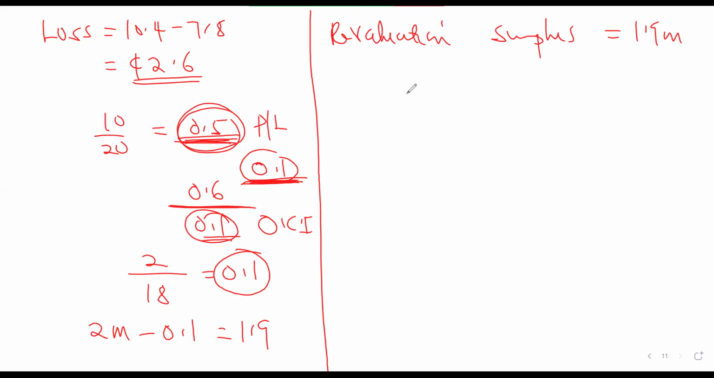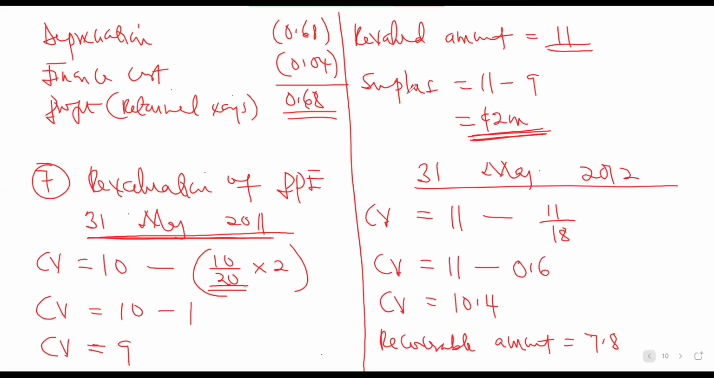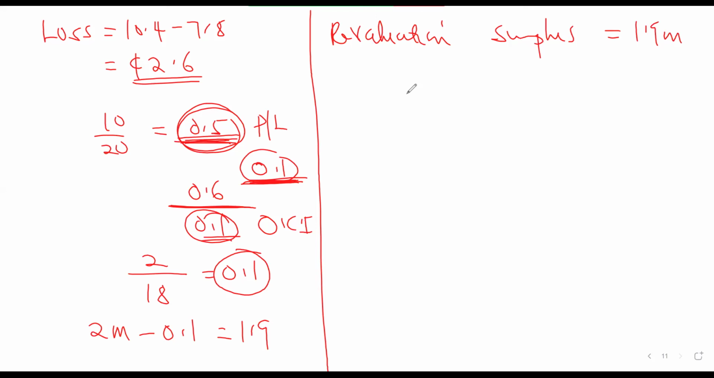17 years, and that will be 1.9. That is the figure we are going to have in the other component of equity, which is the revaluation surplus. Okay, so we now have an impairment loss of 2.6. This impairment loss will be shared like this: 1.9 will be taken to the revaluation surplus, to remove the revaluation surplus in the other component of equity.